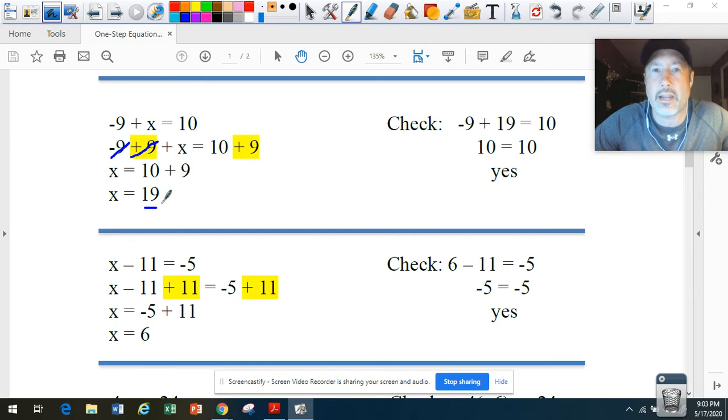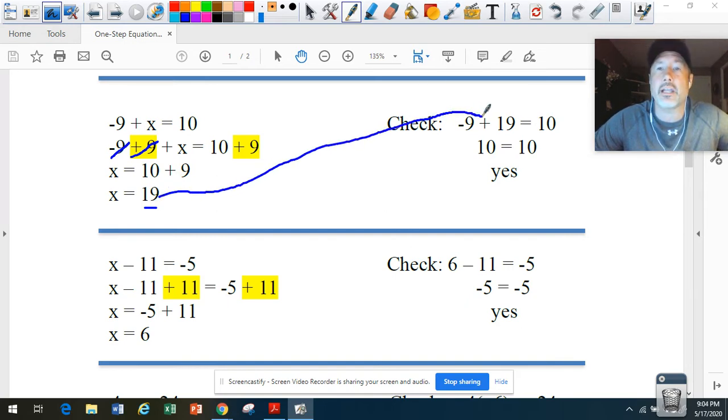19 should be our answer. So let's see if it actually works. Let's take this 19, plug it in for the x here, and we get negative 9 plus 19 equals 10. Well, let's figure out what negative 9 plus 19 is. Correct. It's 10. Does 10 equal 10? Yes. That means this is correct. And we know that x equals 19 is correct.